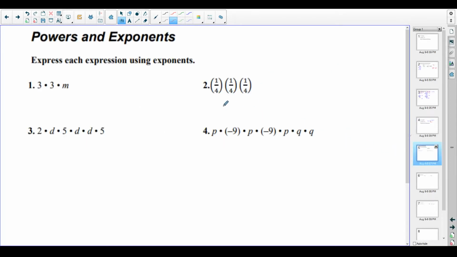Okay, so then it says express each expression using exponents. So all it wants us to do is count up how much of every single thing we have, and then rewrite it. So in this case here, we have 3 times 3, so there's 2 3's, which is 3 to the second power. So however many there are of the thing that you have, that's your exponent. Okay, so in this case, 2 3's, second power.